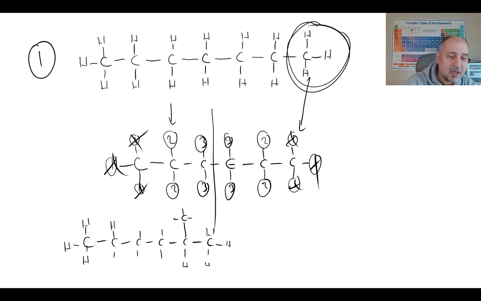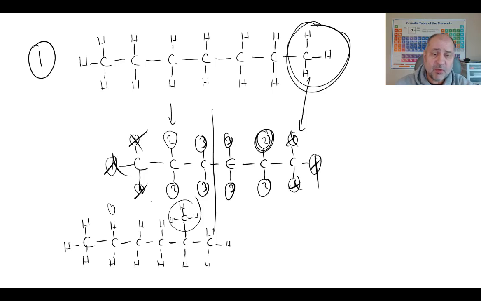And I'll take my time because I have plenty of time on the exam to draw everything, all of the hydrogens. Okay? So this would be 2-methylhexane because this is the number 2 position, whether I put it here or here. The other one is on the 3 position, so that would be called 3-methylhexane.